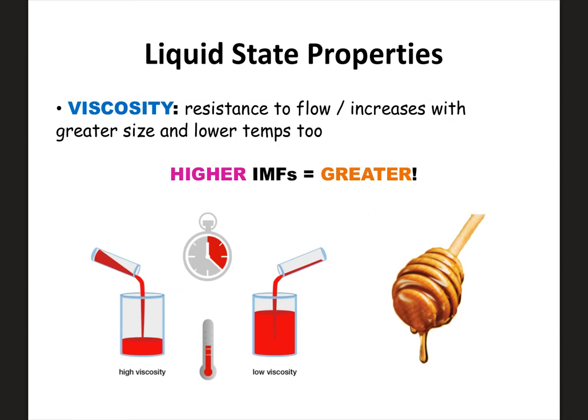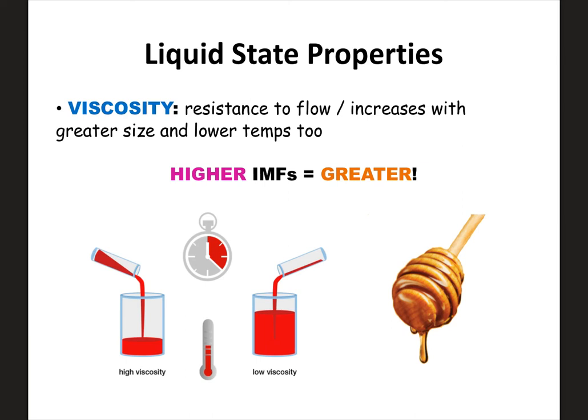Viscosity is another property here of liquids. It basically means a resistance to flow. All right. So if a liquid doesn't want to pour, we would say that it has a high viscosity. It has a high resistance to flowing. Basically, this would increase with greater size and lower temperatures. You could think about some liquids maybe that were at a lower temperature that they don't want to pour as much. We would say that they have a higher viscosity at these lower temperatures.